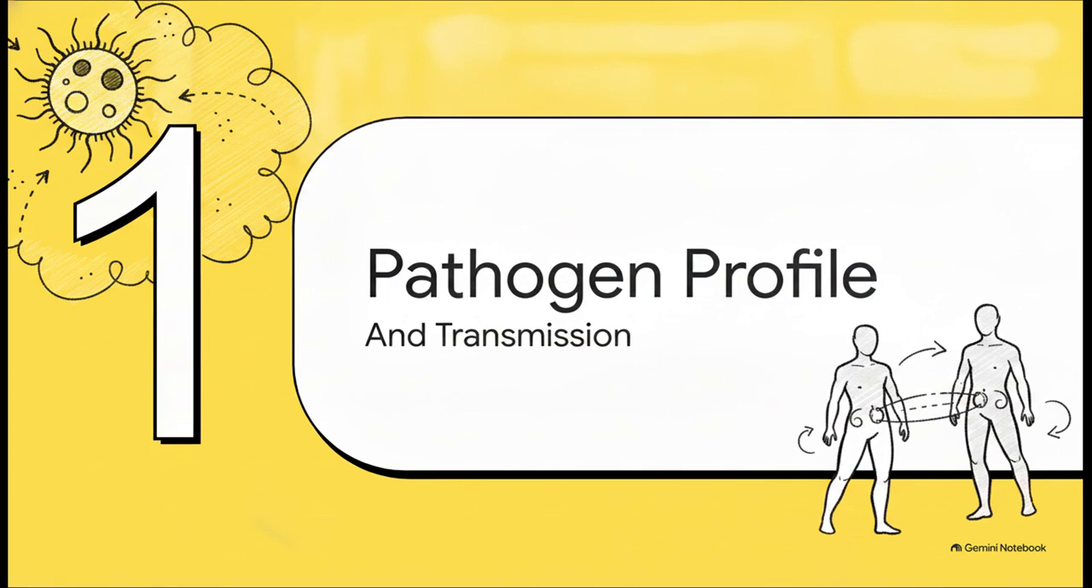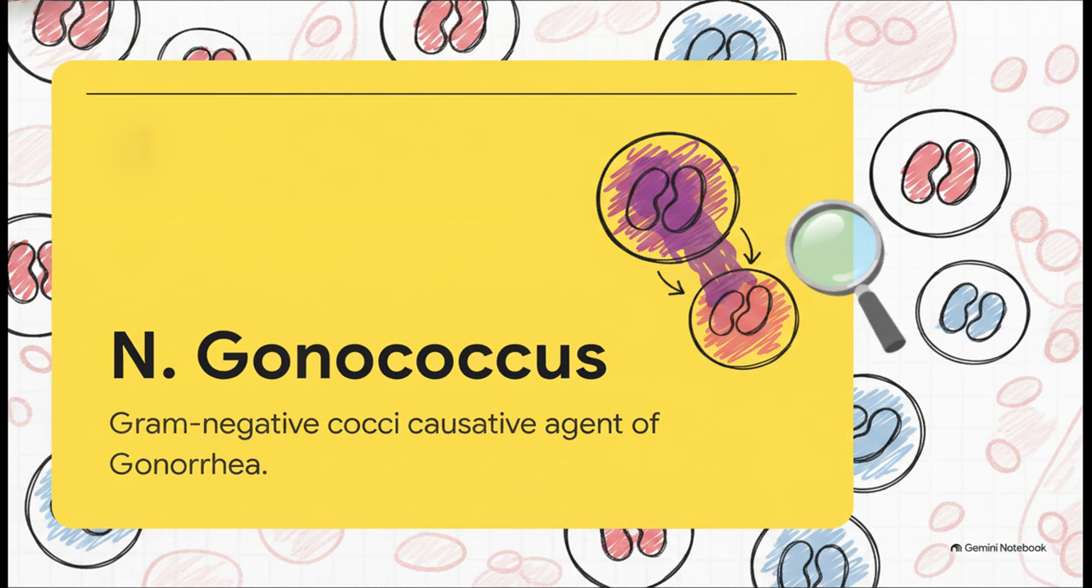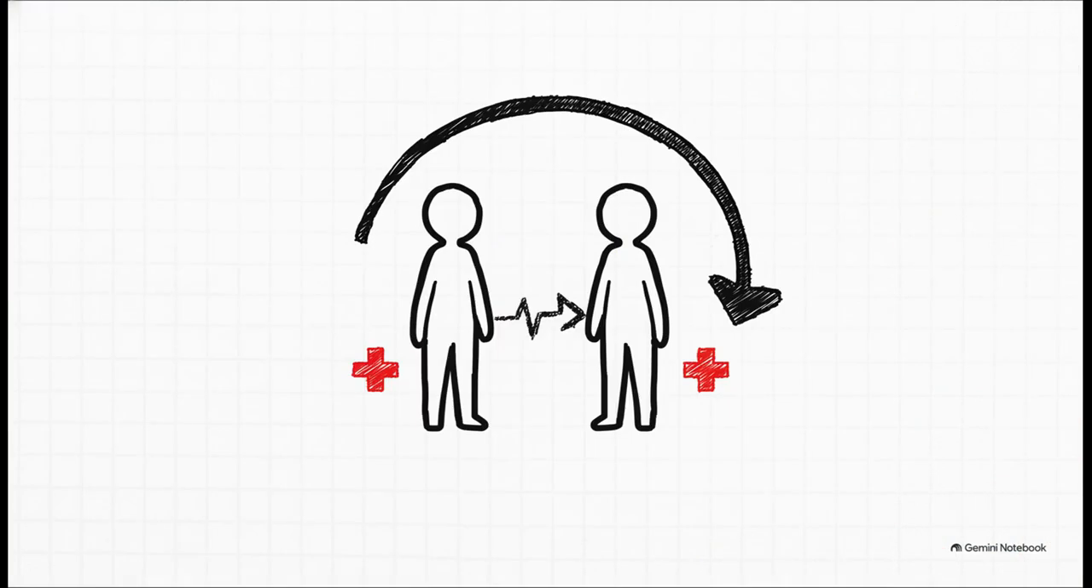Section 1. Pathogen profile and transmission. First up, the causative agent is N. gonococcus. Now, for your micro exams, you absolutely have to lock in this specific categorization. It is a gram-negative cocci. Visualizing that specific shape and stain is your very first step in ruling out the other guys when you're evaluating a smear. The infection is, of course, a sexually transmitted infection passed from an infected person.